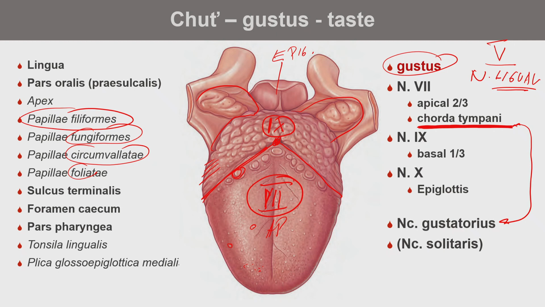And those informations are relayed in ganglia. Those ganglia where they are relayed are ganglia of vagal nerve and glossopharyngeal nerve in localization of jugular foramen, and then in geniculate ganglion of a facial nerve. So this is taste.